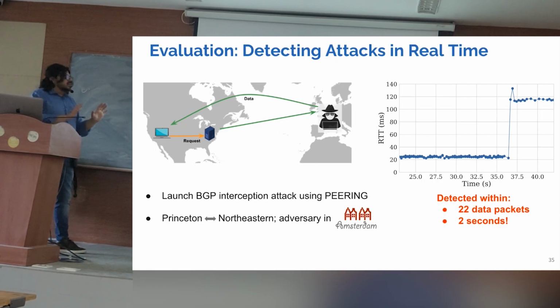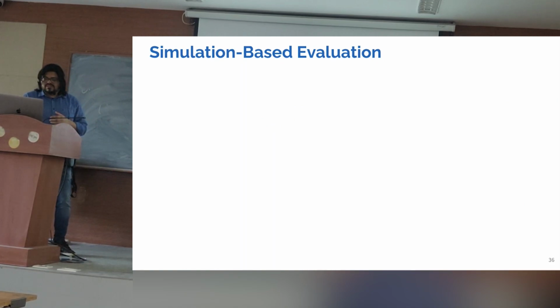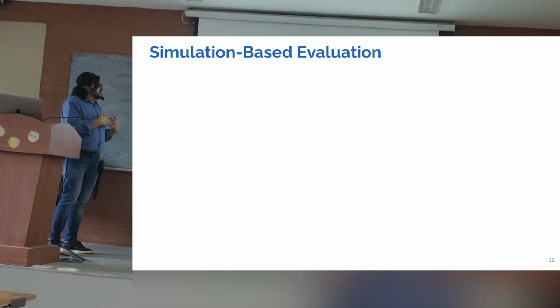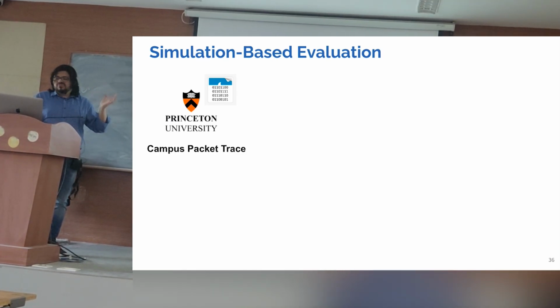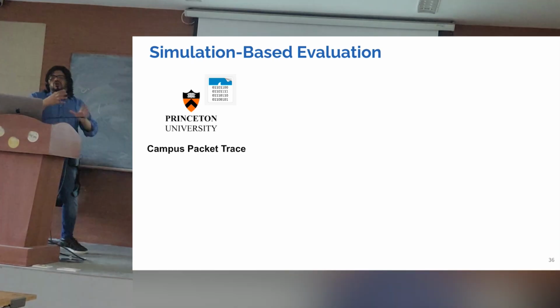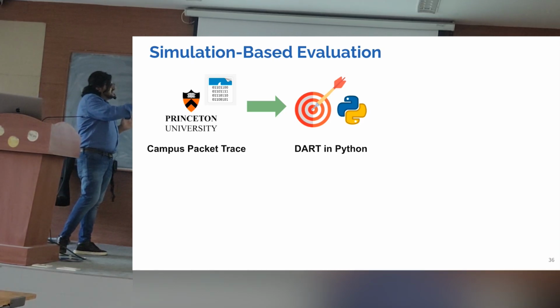But this was just the real world evaluation. We also did simulation based evaluation. So we had a campus packet trace that we collected for 15 minutes. It has millions of packets and thousands of connections. So 15 minutes, but for the entirety of the Princeton campus. So that was a lot of data. And we actually implemented DART in Python as well to explore its parameter space, essentially. And we collected RTT samples from this. And we compared the performance of DART against tcptrace.